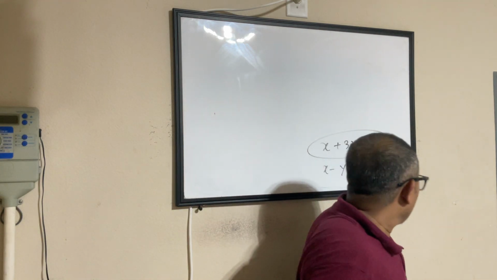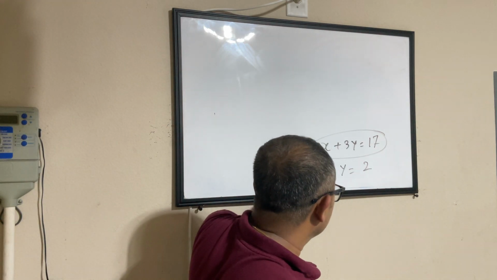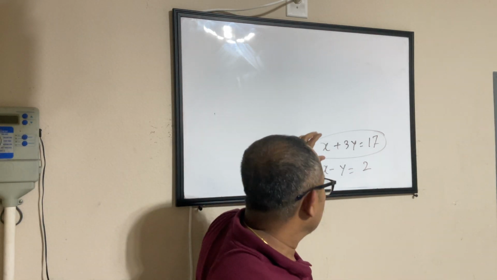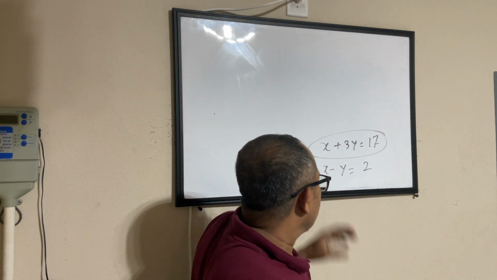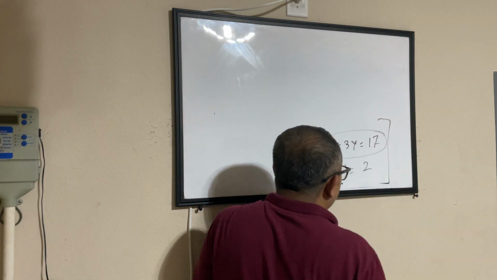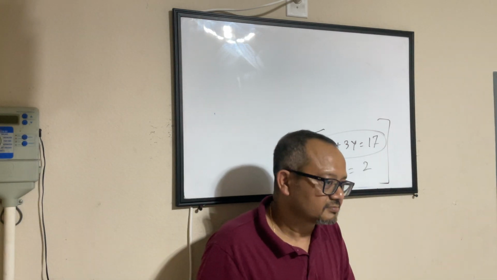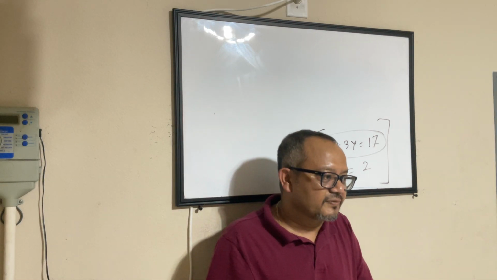Okay? Alright, so we are talking about system of linear equations. Meaning, when I have 2 linear equations, equation like this and equation like this, and I am trying to solve for x and y. And there are 2 methods. One is called method of substitution and one is called method of elimination.